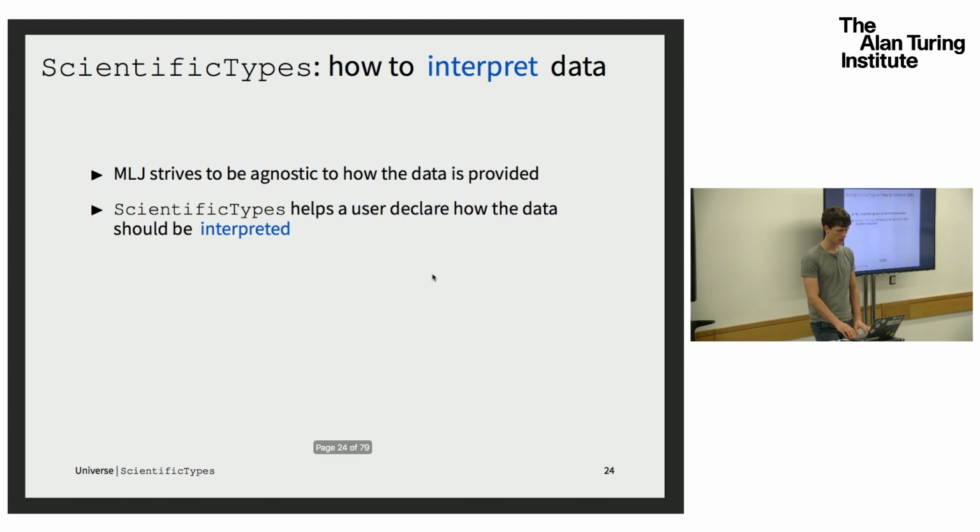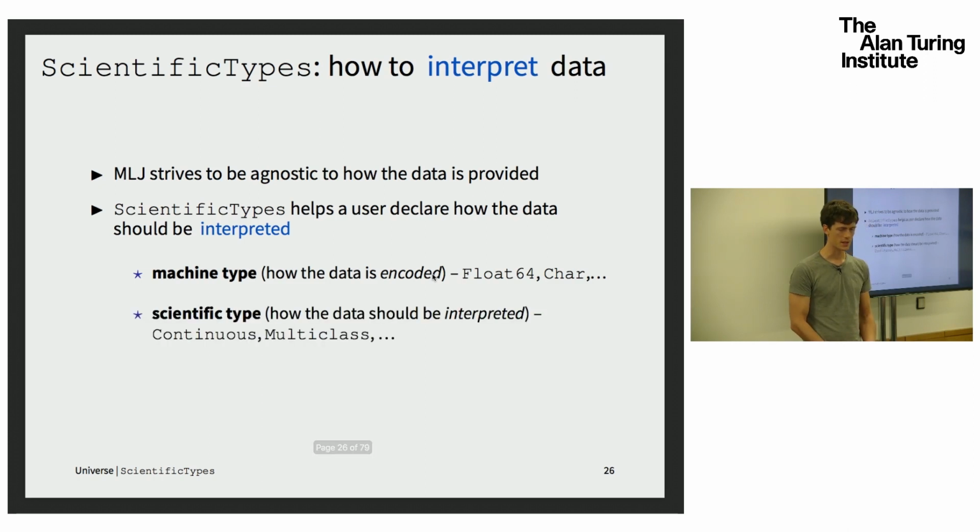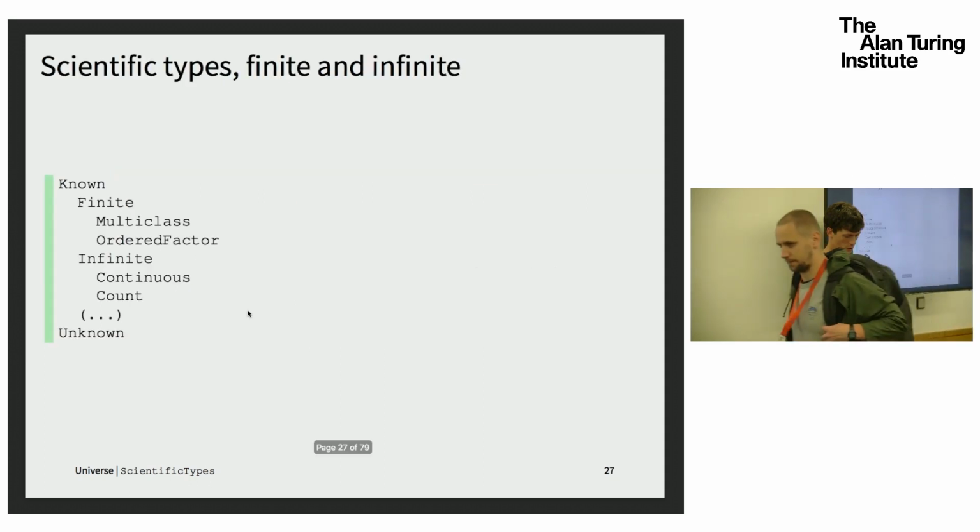That's it. So it helps us declare how the data should be interpreted by you and also by the models that you're going to call. It distinguishes between a machine type, which is how the data is encoded right now, typically a bare bone Julia type like Float64 or a Char, and the scientific type, which is sort of syntactic sugar around this, on how it should be interpreted. I'll show in a minute the tree of types, but basically you have continuous, multi-class, etc. So that's the type hierarchy for scientific types.